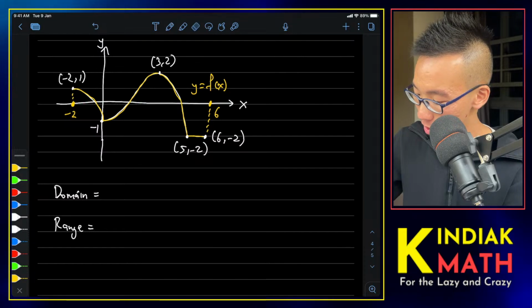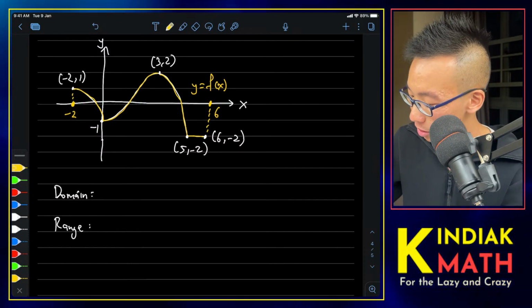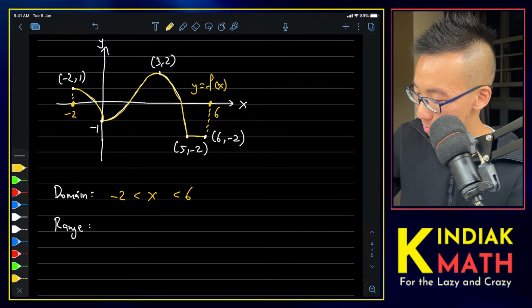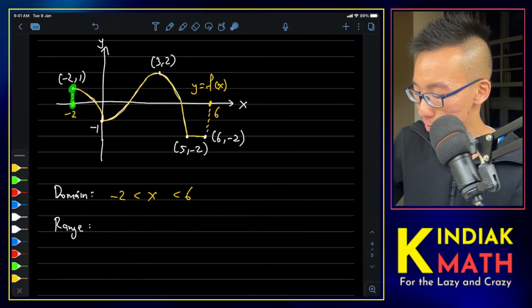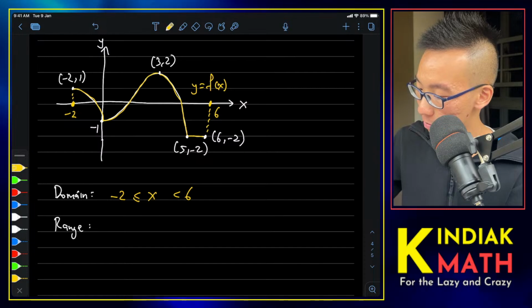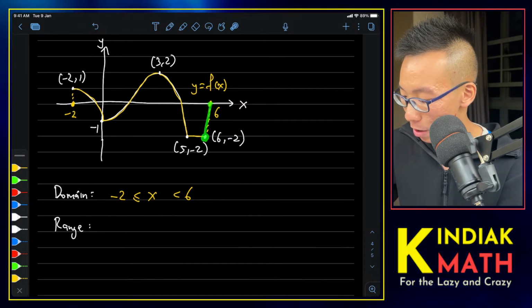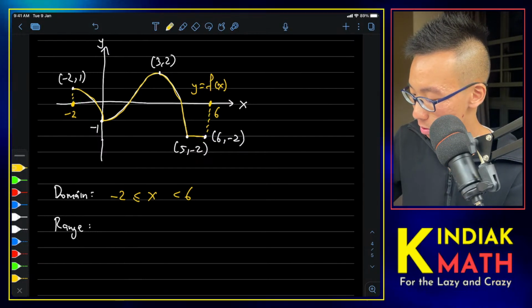So our domain is going to be, in fact, you could write this in compact set notation, you don't have to. x will be in between -2 and 6. And according to our graph, we will include -2. So we include that. And we will include positive 6 as well. These 2 points are included in our graph. So we're going to include that.